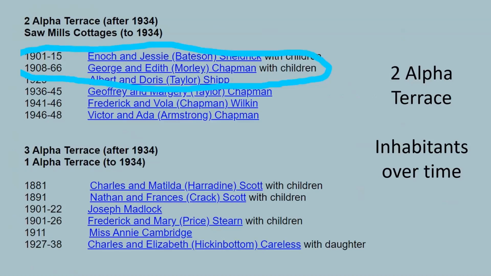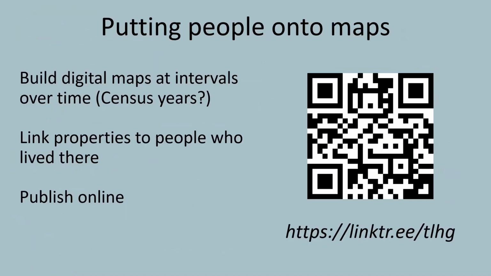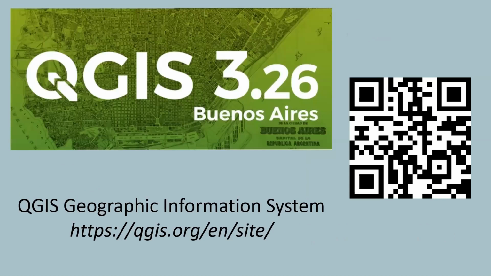Now, all that information needs to go onto a series of maps. Here's the basic strategy that we used. Build a series of digital maps over time, link those maps to the people who lived in various places, and then publish it all on the website. I use a free and open source geographic information system software package called QGIS. It takes a bit of learning, but once you have mastered the basics, you can produce maps like these ones.